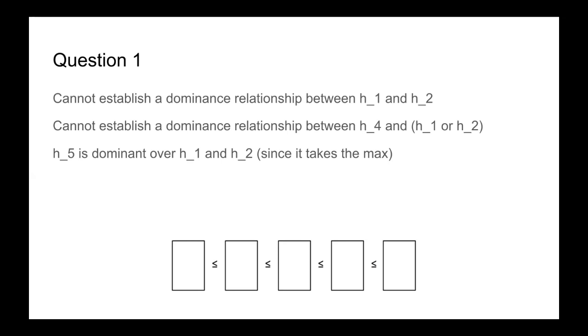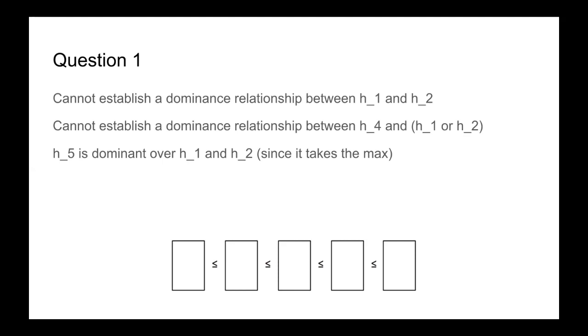Similarly, we can't establish a dominance relationship between h4, which is the absolute difference between h1 and h2, and h1 or h2. And this is because if we're considering that absolute difference, sometimes h1 might be bigger than h2, and other times h1 might be smaller than h2, based on our previous findings. And so in that case, h4 can never be a dominant heuristic because it's not guaranteed to be larger than either of these heuristics given here. And in the same way, it can't be smaller.